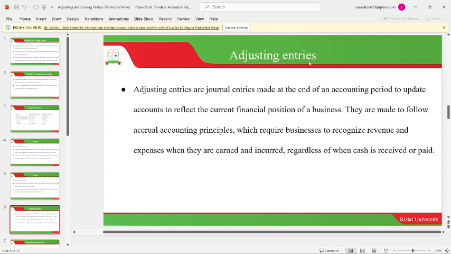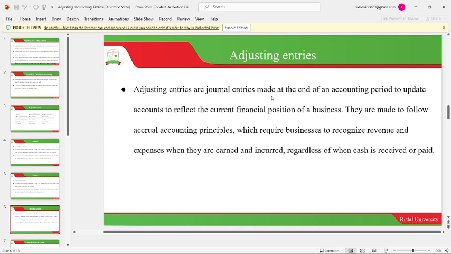So let's look at adjusting entries. Adjusting entries are journal entries made at the end of an accounting period to update accounts to reflect the current financial position of the business. They are made to follow accrual accounting principles, which require businesses to recognize revenue and expenses when they are earned and incurred.